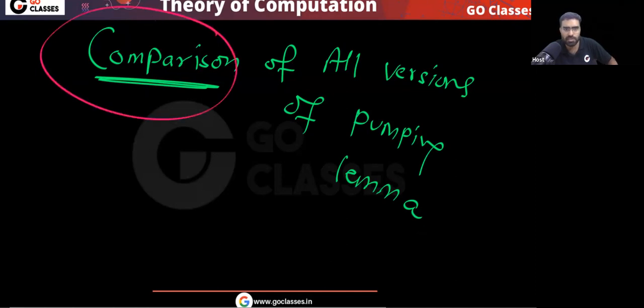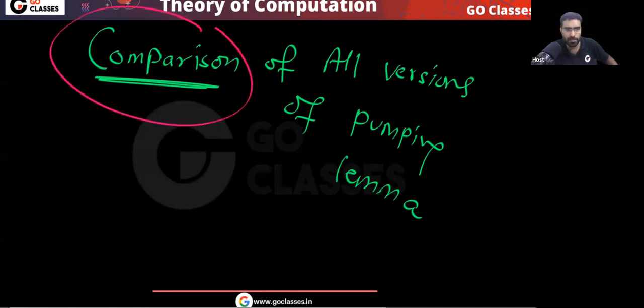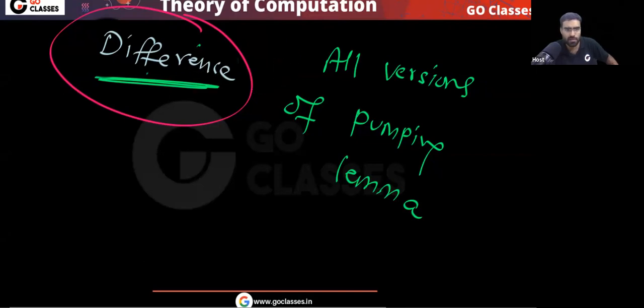Okay, so the comparison is basically on the position of y. The difference is based on the position of y, yes or no? What is the difference between all these versions? What is different in all these versions? The only difference is in the position of y.